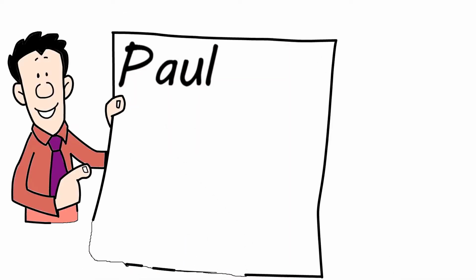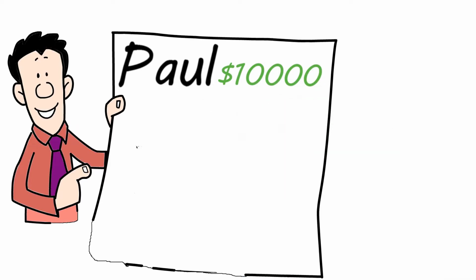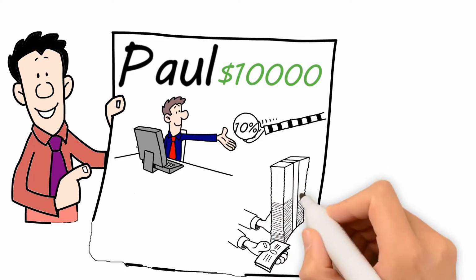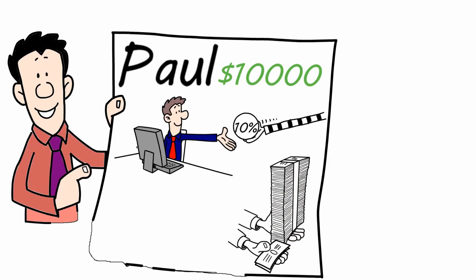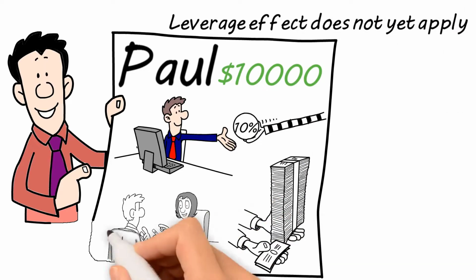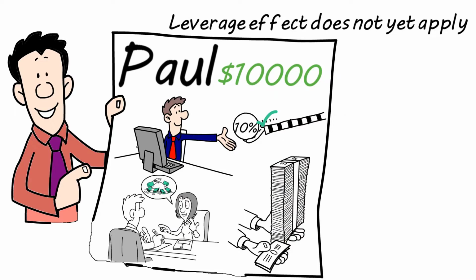Let's assume that Paul has $10,000 of equity available. He invests this amount into a project that generates a 10% return. At the end of the project, Paul receives $11,000. Here, however, the leverage effect does not yet apply because Paul has only invested his own capital. The 10% return, i.e. the $1,000, is not enough for Paul.